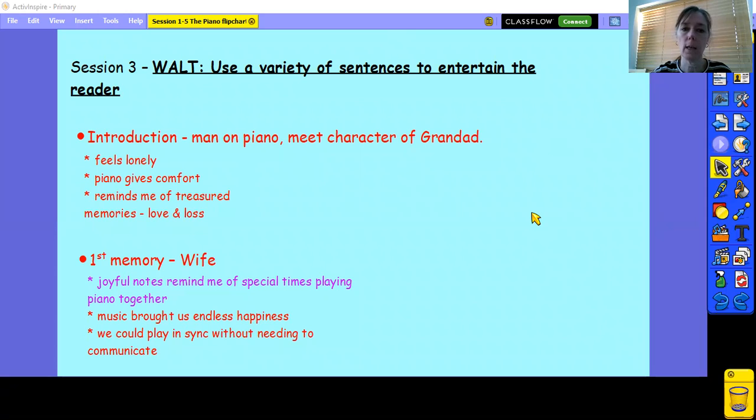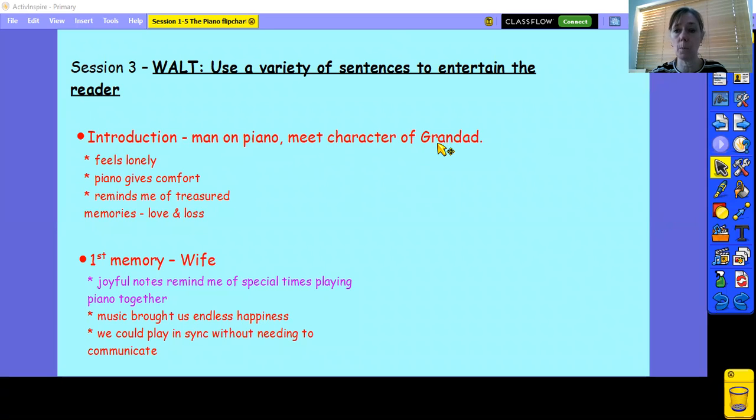And today's W.A.L.T. says to use a variety of sentences to entertain the reader. Now, what we're going to do today is use the planning that you've done yesterday, and we're going to try and write our first 2 paragraphs. And whilst we're doing it, we're going to try and vary the types of sentences that we use to keep our reader interested. So the first 2 paragraphs will be your introduction, which will be the man on the piano and meeting the character of Grandad.